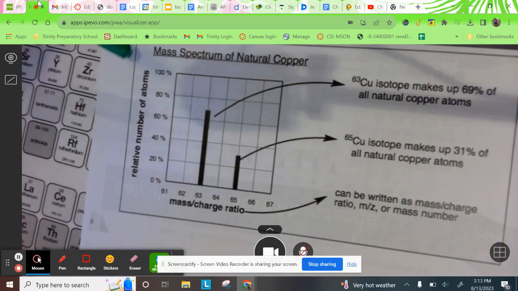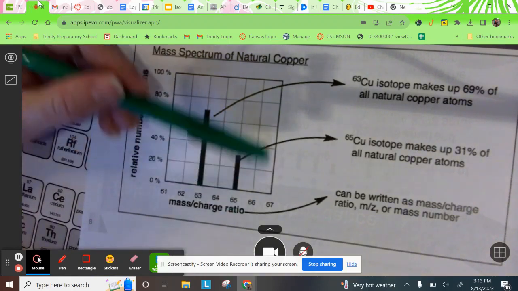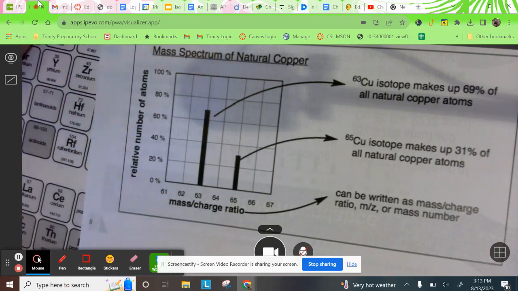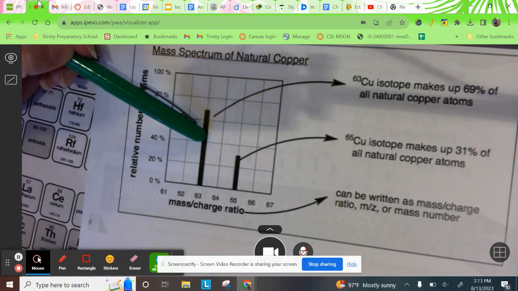Okay, so a way to graphically represent the isotopes is using an instrument called a mass spectrometer, and it actually shows an output of the different abundances and how many isotopes there are. So when you're looking at a graph like this, this indicates that there are 2 isotopes of copper. That's what that's showing us here.